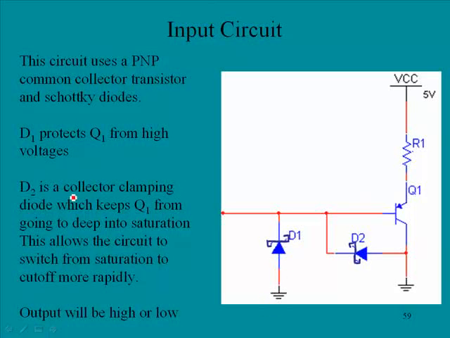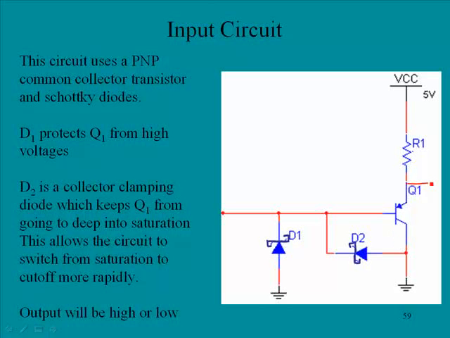D2 is a collector clamping diode. It keeps Q1 from going too deep into saturation. This allows the circuit to switch from saturation to cutoff more rapidly. And what they found in transistors is if they go into saturation too deeply, it takes them a while to get out of saturation and into cutoff. So this diode will keep that transistor from going too deep into saturation.